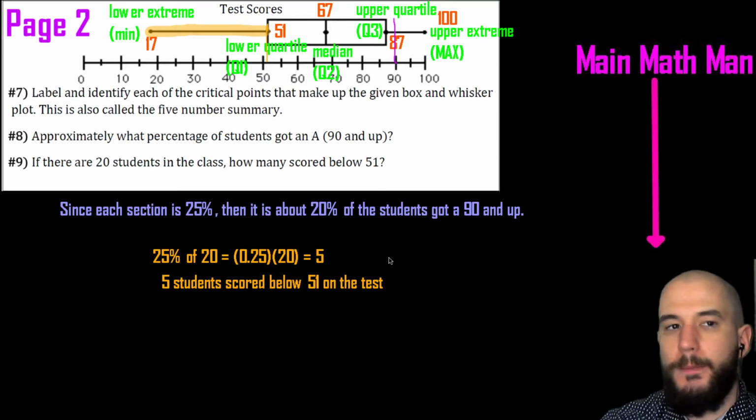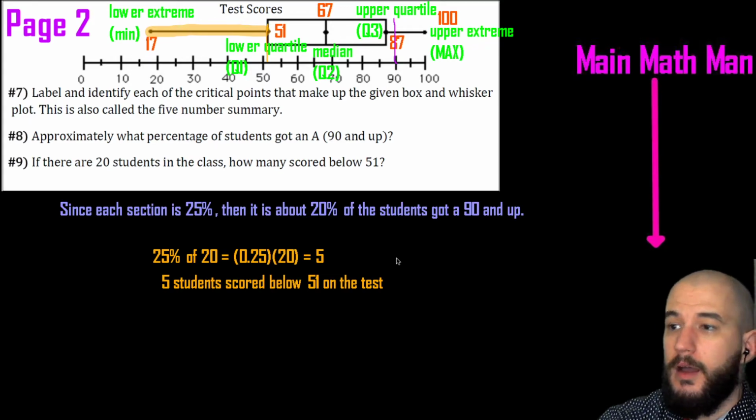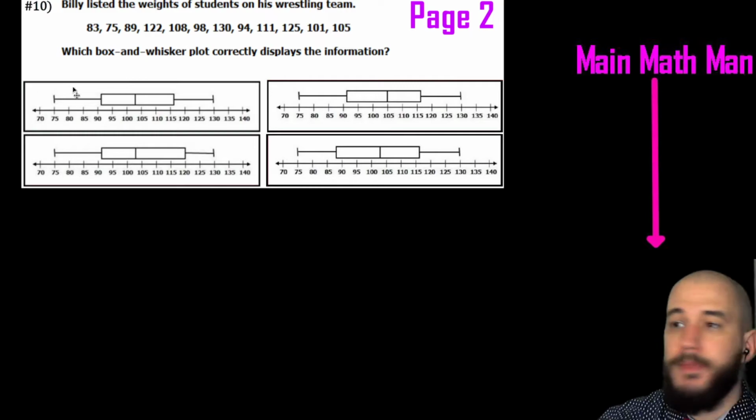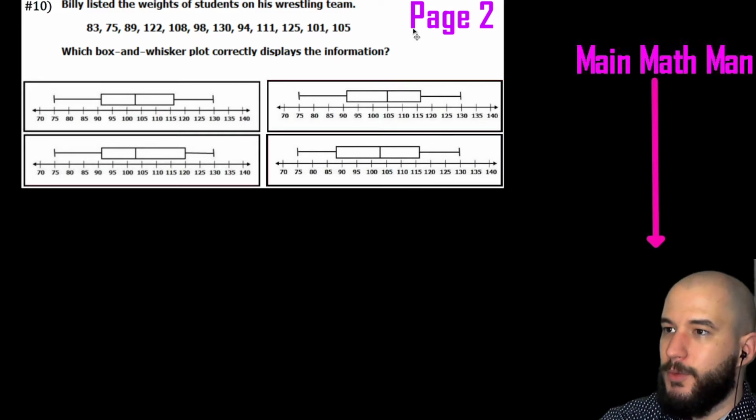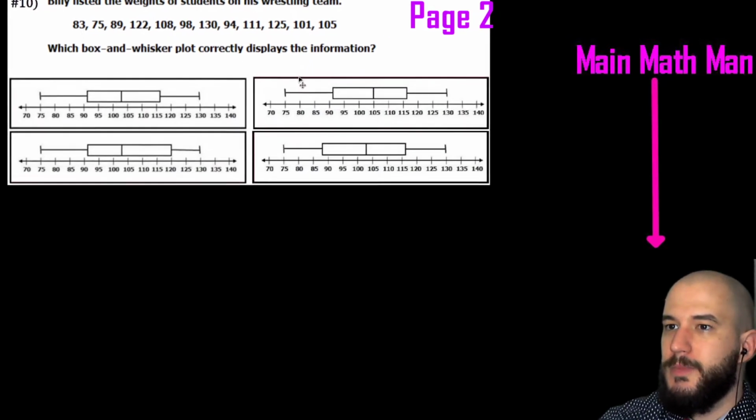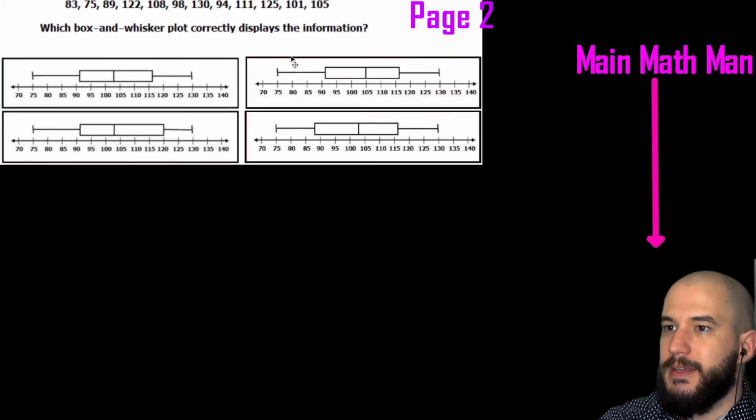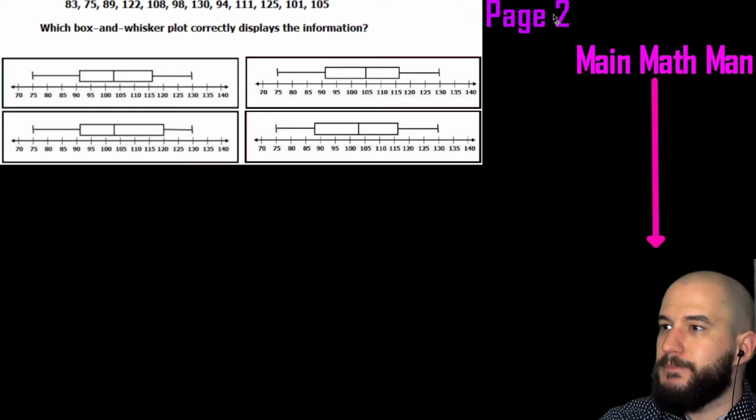Again, make sure you can pause, rewind, close caption, whatever it may be, replay it over and over again. Moving on, it says Billy listed the weights of students on his wrestling team, and it gives the weights there. Which box and whisker plot correctly displays the data? So let's do this. Again, you want to always take your time on these, so make sure that you can see how to set them up.